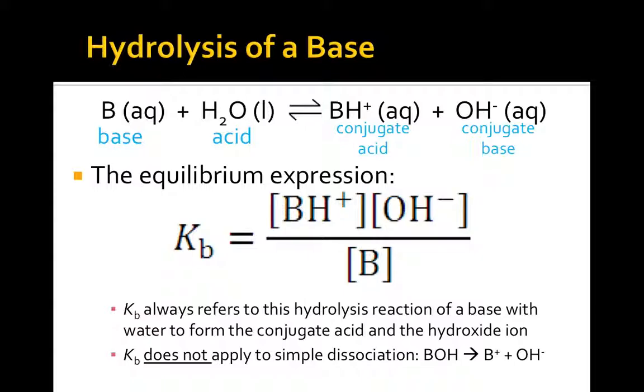This constant Kb only applies to this type of reaction between a base and water. It cannot be used with simple dissociation of metal hydroxide to form metal ion and hydroxide ions. Always keep this in mind when doing weak base calculations involving Kb.